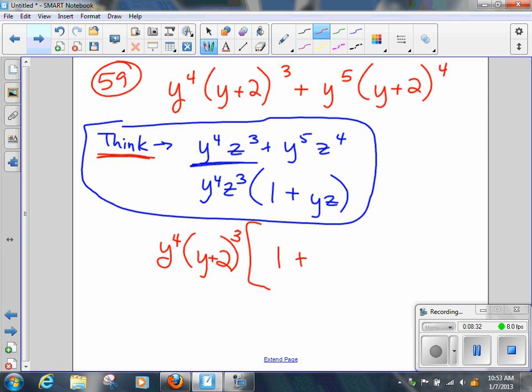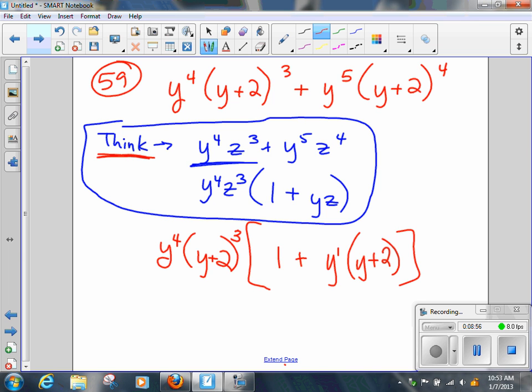Plus, how many y's do we need here to get y to the fifth? I need y to the first. How many quantities do I need here to give me the quantity to the fourth? I need 1. Do I have to put 1 as the exponent? I don't need to put that, okay?